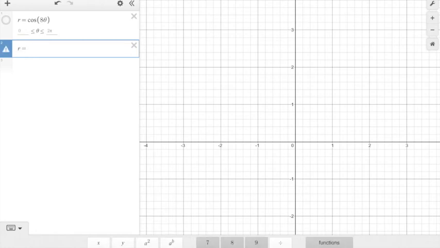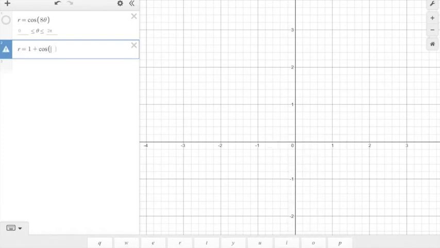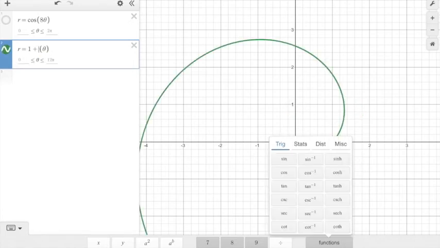Now, finally, let's go back to the butt function. That is going to be r equals 1 plus cosine theta. That's the butt function, nice and clear. Okay, that is great. Now what I want you to do is think about what if I change this to be sine.